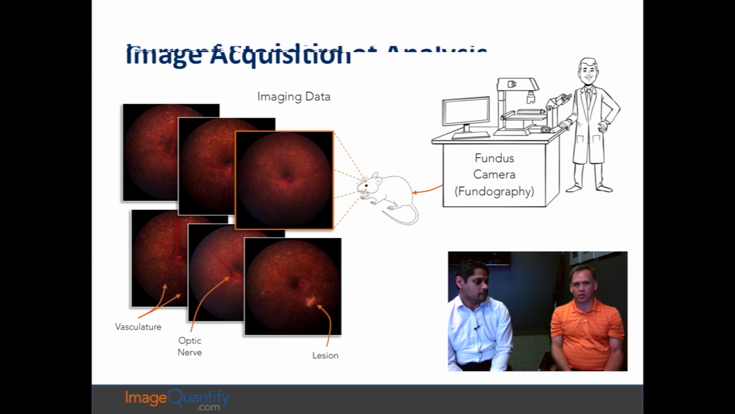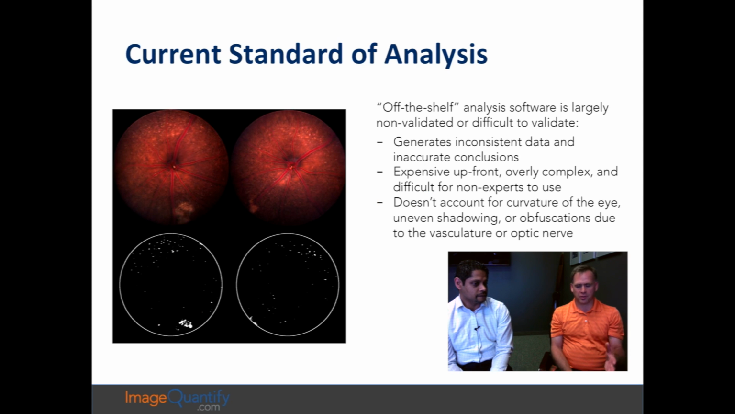So when you take the image, and we've got some pictures up here on the screen, and there's some highlighting of some of the biology, the lesions and the optic nerve and the vasculature. What is kind of the current standard of analysis? What are folks doing? What are they looking at when you see an image like this?